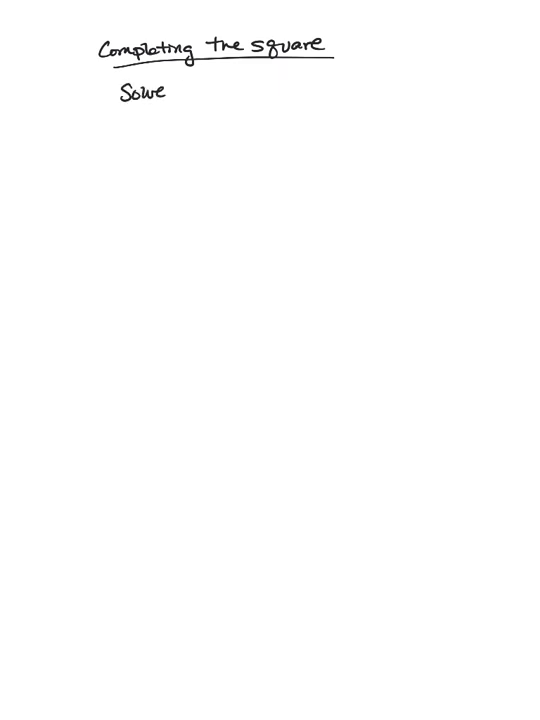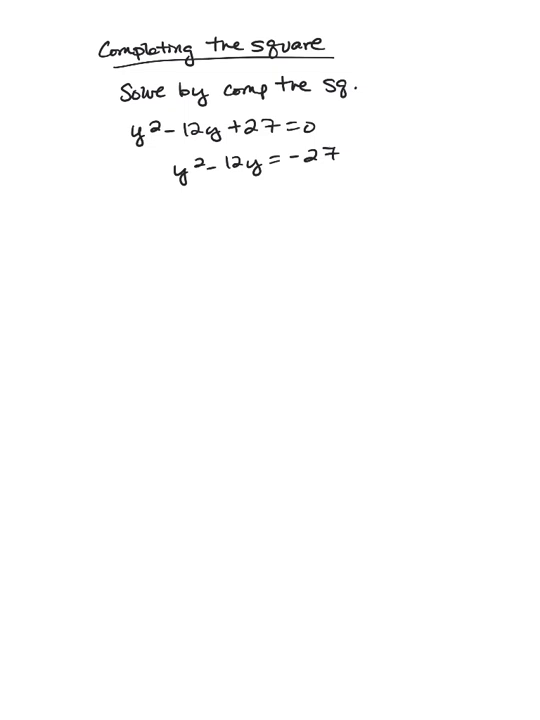Okay, solve by completing the square. I'm abbreviating, I know. y squared minus 12y plus 27 is 0. All right, so I'm going to kick the 27 to the right of the problem. Then I'm going to complete the square. So to complete the square, I need to take half of negative 12. Okay, so I'm going to get y squared minus 12y. So I take half of negative 12. I take that answer and I have to square that answer.